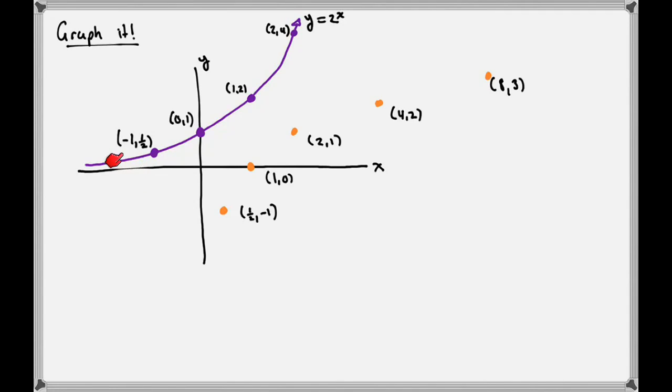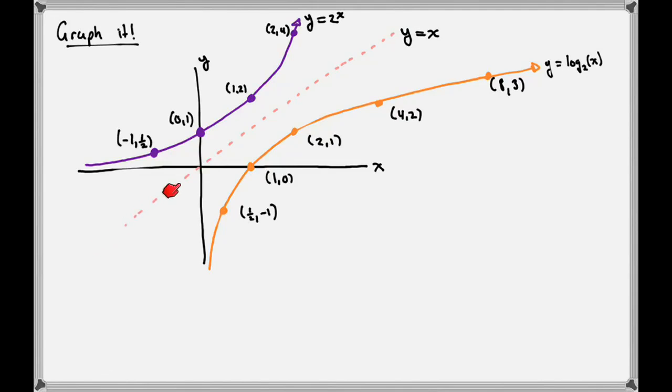This point here is (-1, 1/2). That will correspond to (1/2, -1). So to go down 1, I had to cut the input by half. If I wanted to go down 1 more, I would have to cut it in half again to be 1/4, and I'd be down here. Keep cutting in half on the x-axis, and that will push you down 1 more unit on the y-axis. So filling in the dots, here's the graph of y equal to log base 2 of x.